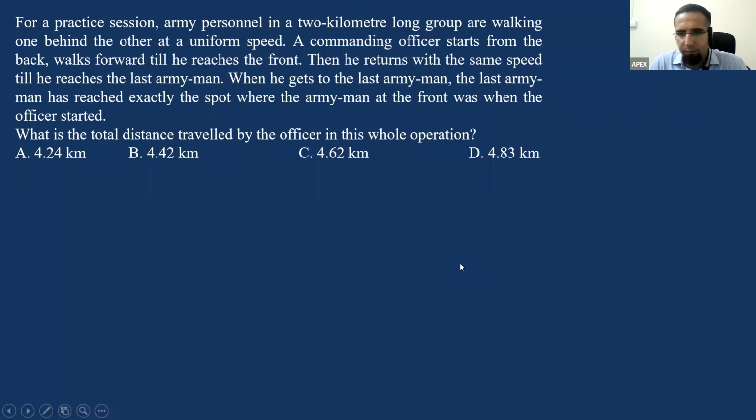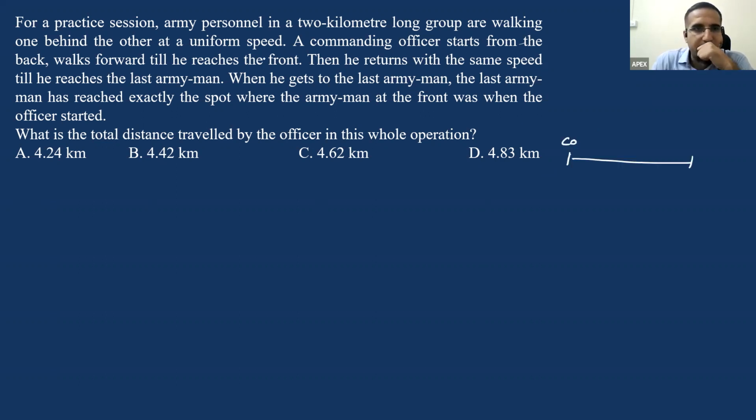Yep, so let's look at this interesting question, guys. By now, we should have looked at 13 questions. I think this is what we are looking at. The next 2 to 3 questions are slightly complicated. Let's see. So I'm given that army personnel in a 2-kilometer long group are walking one behind the other at uniform speed. A commanding officer, so there's a 2-kilometer long troop.